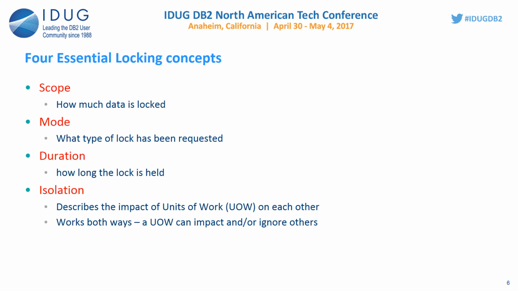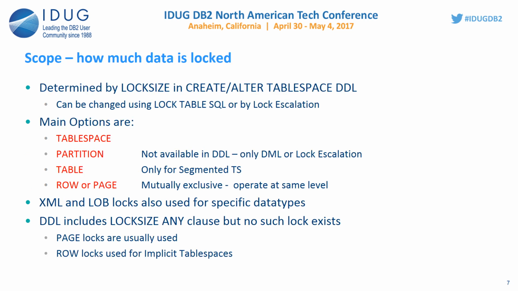So what I'm going to start talking about now is 4 essential locking concepts: scope, mode, duration, and isolation. All right. And we'll cover each of these in turn, and then towards the end of the session, we'll cover some more advanced topics. So the first thing is the scope. The scope is how much data are you locking when you take a lock.